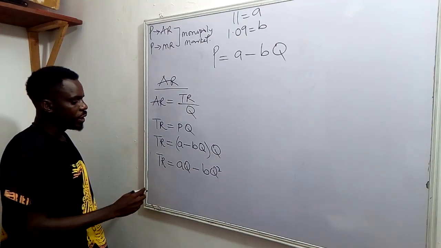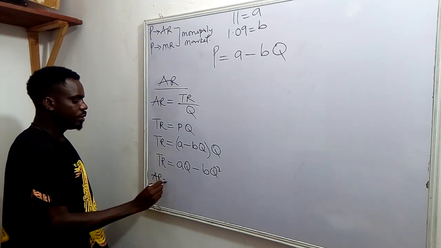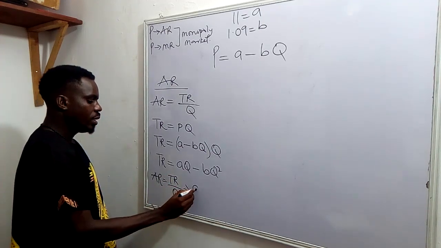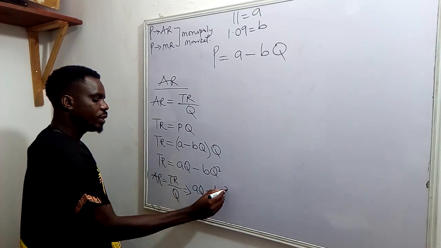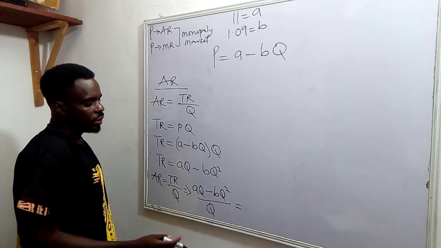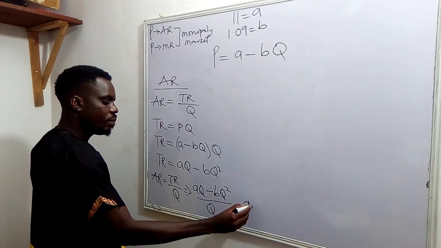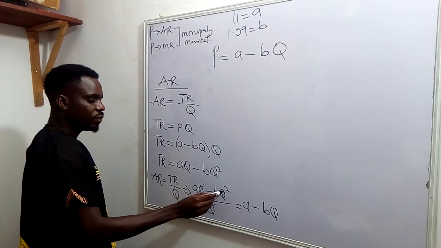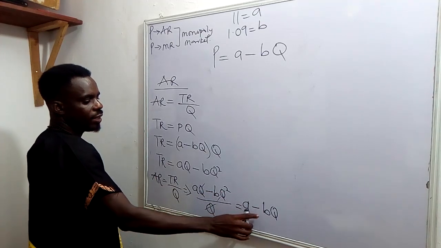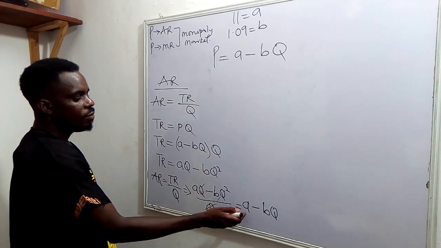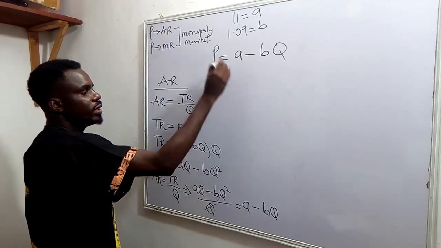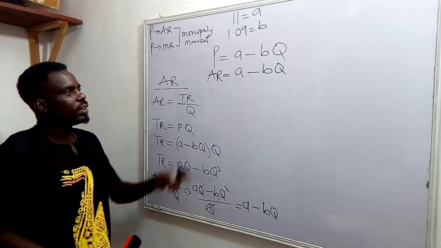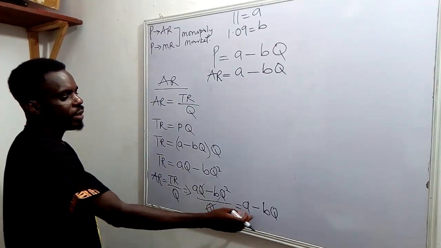Going by the average revenue formula, average revenue is total revenue divided by quantity, which is AQ minus BQ squared divided by Q. Therefore, average revenue is A minus BQ, because Q will cancel out Q and Q will cancel out another Q. We can see that average revenue is the same thing as price using the algebra approach, which is A minus BQ.